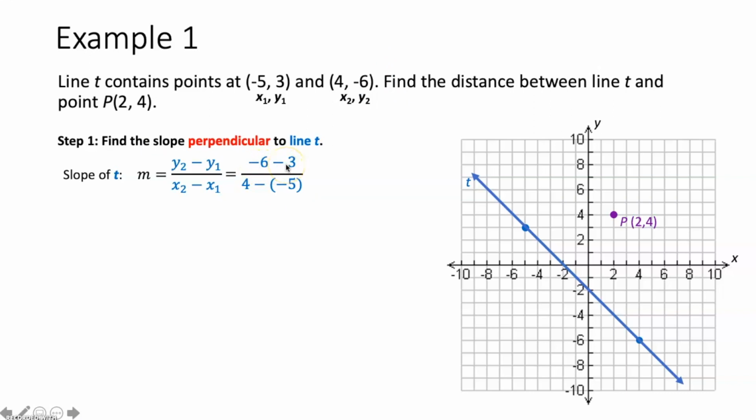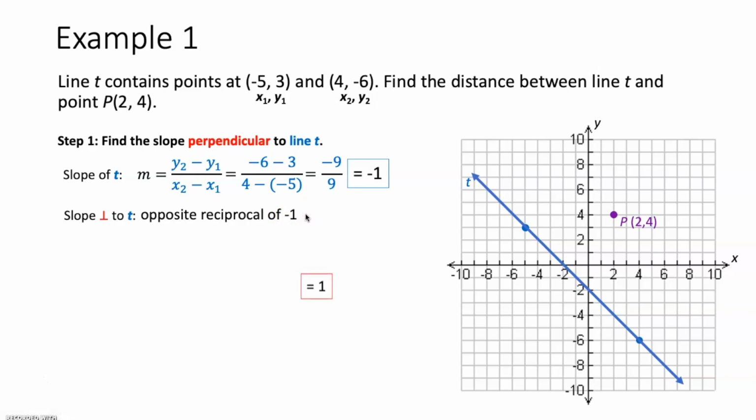-6 minus 3 is going to be -9, and then 4 minus -5 is the same as 4 plus 5, which is 9. -9 over 9 simplifies to -1. That is the slope of line T. But that's not the slope perpendicular to line T. The slope perpendicular to that would be the opposite reciprocal of -1. And the opposite reciprocal of -1, opposite means you change the sign, so it's going to be positive, and the reciprocal means you flip the fraction. Well, since it's just 1 over 1, if you were to flip that, it's still 1. So the opposite reciprocal of -1 is +1.